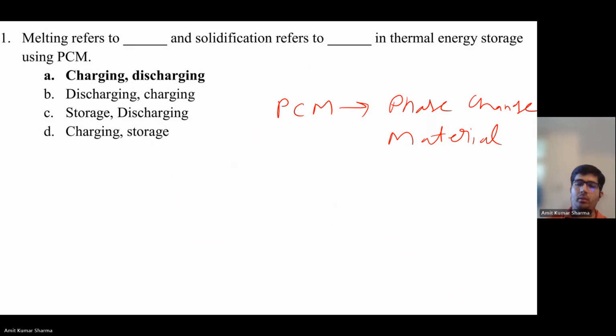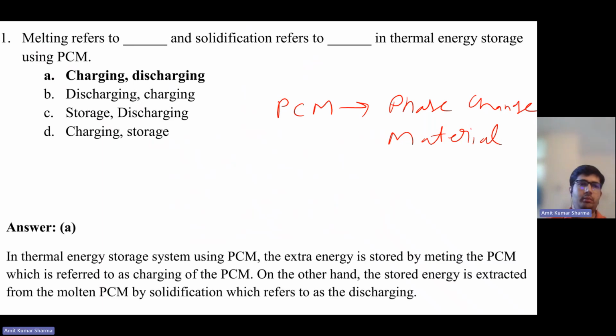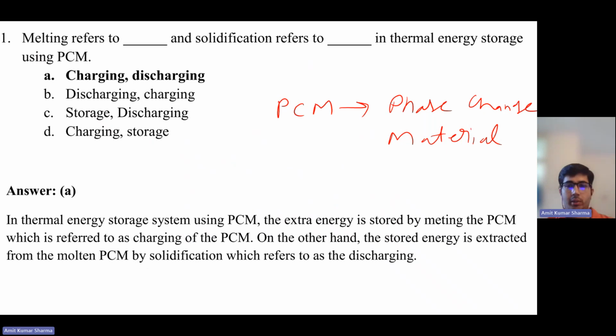Okay, so let's go through the answer. In a thermal energy storage system using phase change material, the extra energy is stored by melting the phase change material. If we have some extra energy, we apply that energy and melt the PCM, which is referred to as charging of the PCM. So the first blank will be filled by charging.